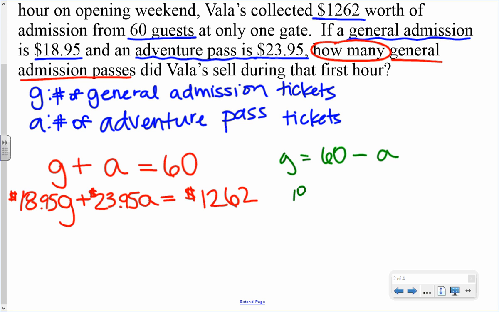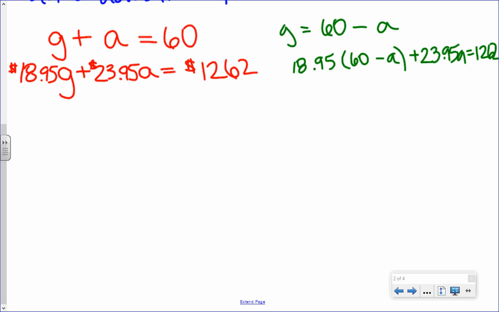So we would have 18.95 times our new G plus 23.95A equals 1262. Okay, so help me out. What is 18.95 times 60?